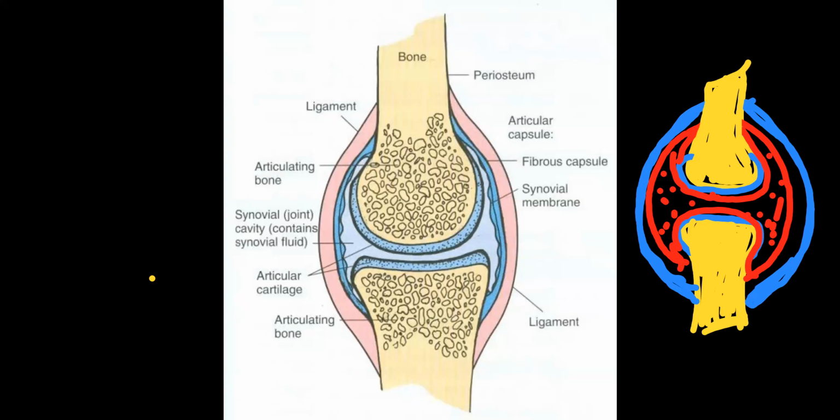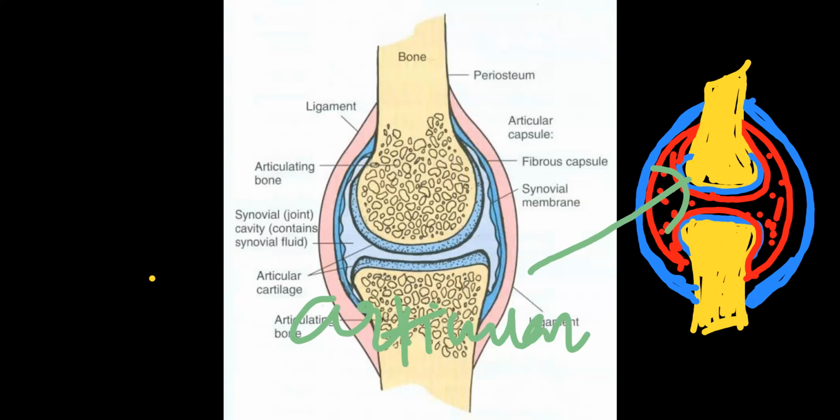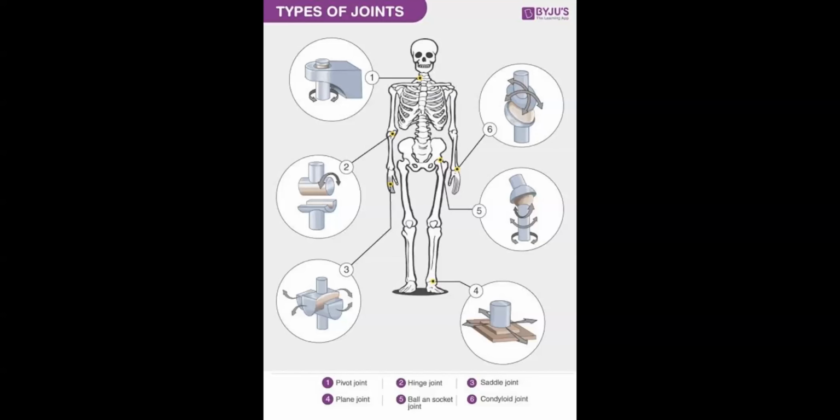There is one more word for this cartilage. It is called articular cartilage. The hyaline cartilage disc or cap at the head of the joining bone is termed articular cartilage. So such joints are present in our body. There are different types of such joints. We will see the examples.